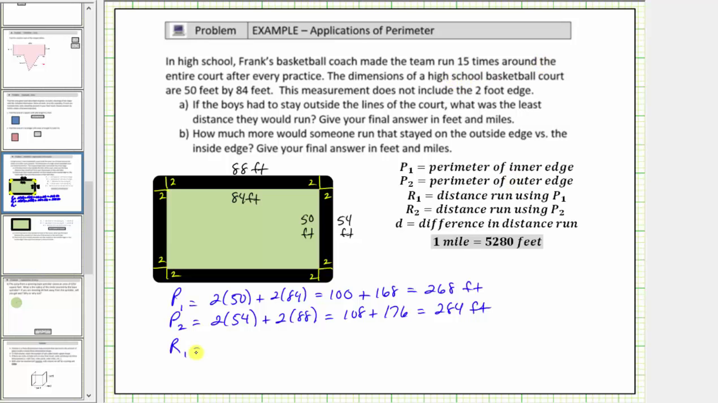So R sub 1 is equal to 15 times P sub 1, the perimeter around the inner edge, so 15 times 268 feet, which is equal to 4,020 feet. And R sub 2 is the distance run 15 times around the outer edge, which is 15 times 284 feet, which is equal to 4,260 feet. Let's continue on the next slide.